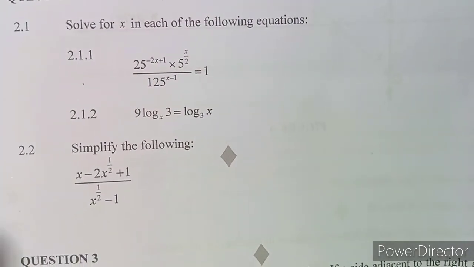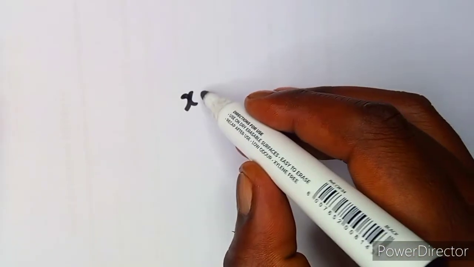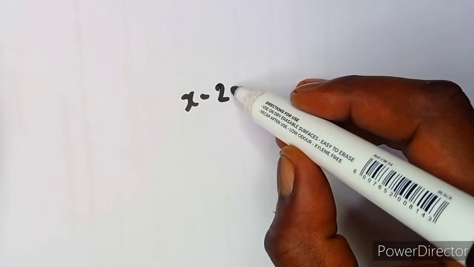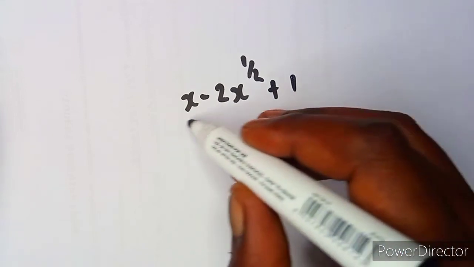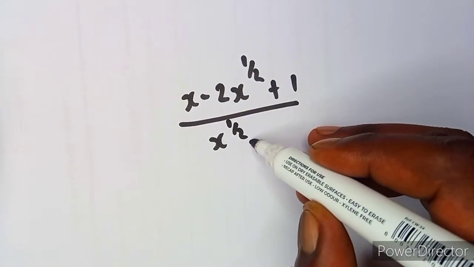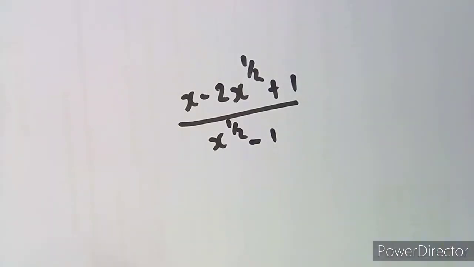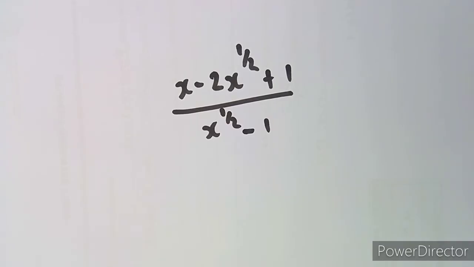Okay, so that's what we had, and we are asked to simplify the following. I'm going to write that expression that we are being asked to simplify: x minus 2x to the exponent of a half plus 1, over x to the exponent of half minus 1. How actually can we simplify this type of expression?